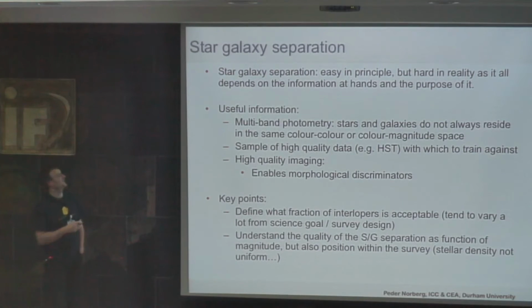But it's really hard because it depends on the information at hand and the purpose you want to use it for. So useful information is multiband photometry. Stars and galaxies do not always reside in the same color-magnitude plane or color-magnitude planes and so on. A sample of high quality data, for example HST, with which you can train against is also very useful because HST has much better understanding of photometry and imaging conditions.